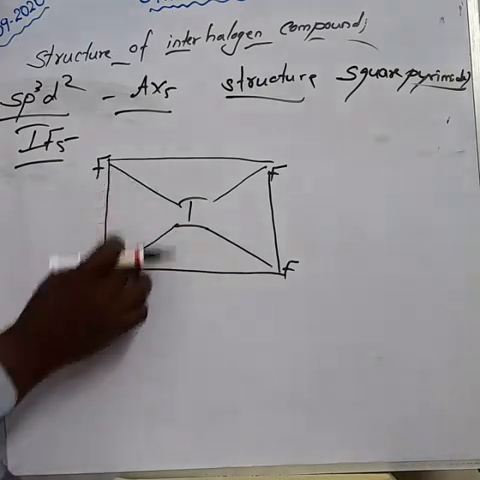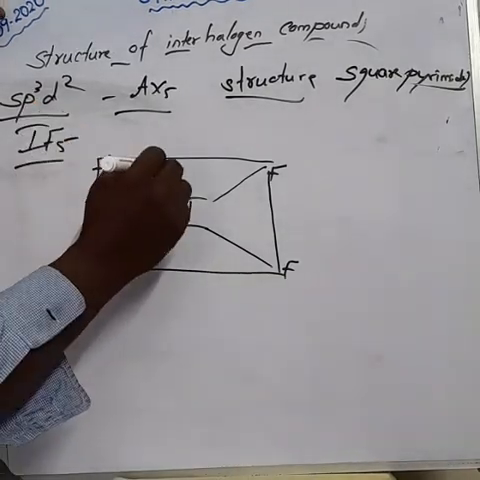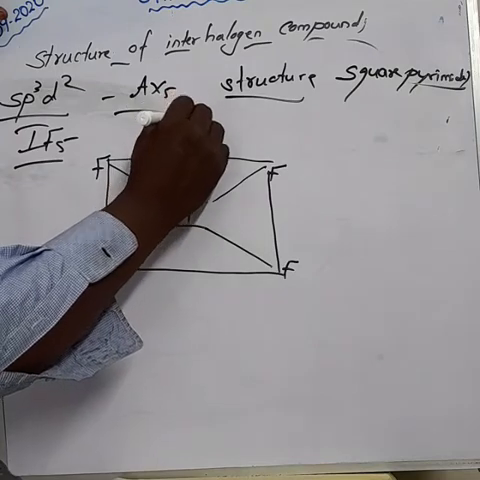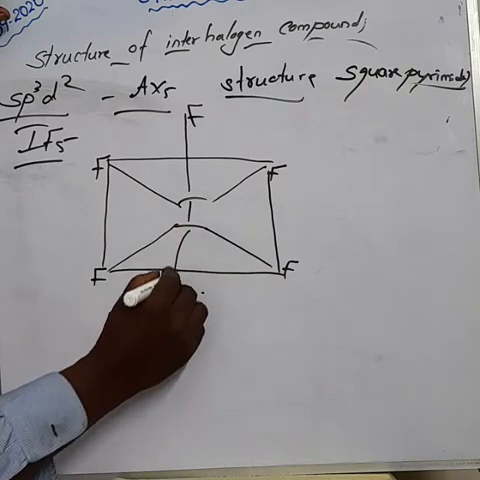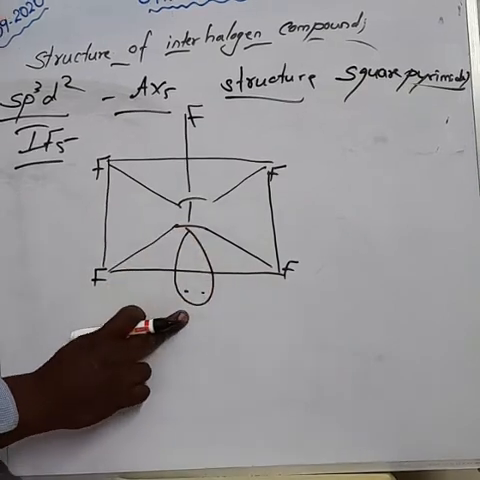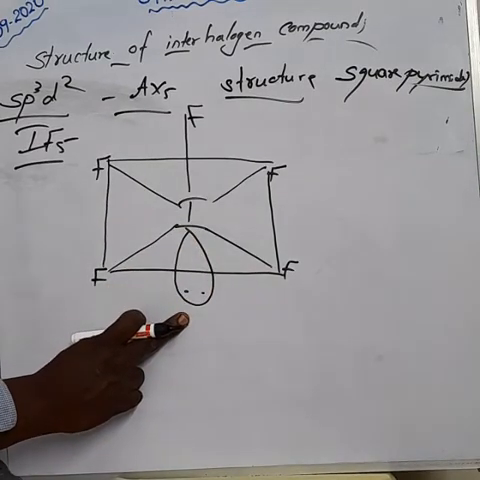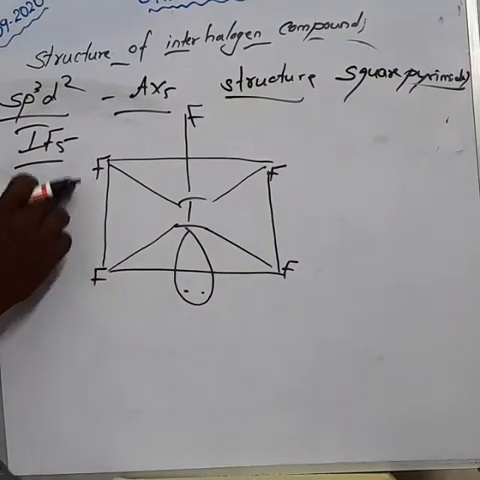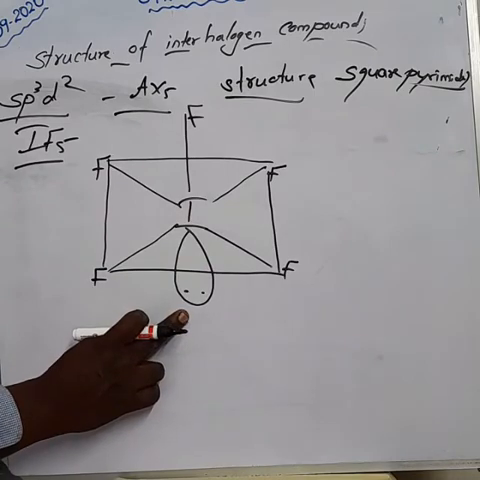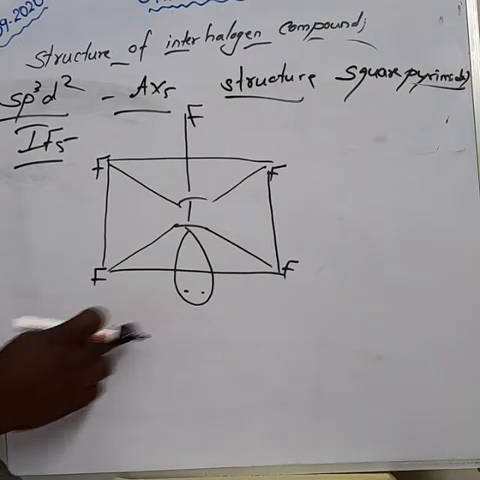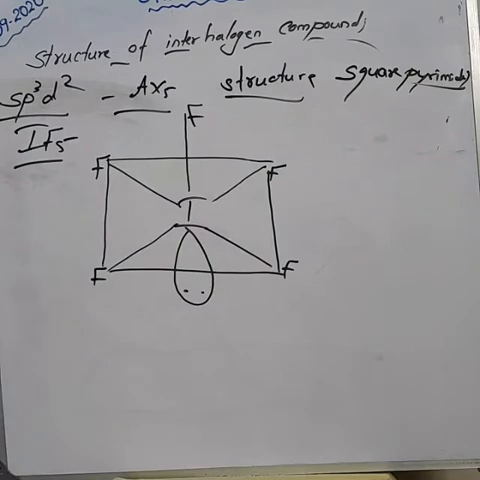Okay. Next, about fluorine. One lone pair. So how many bond pairs are there? 5 bond pairs: 1, 2, 3, 4, 5 bond pairs and 1 lone pair. Clear? This is the structure of a square pyramidal, square pyramidal for the IF5 molecule.